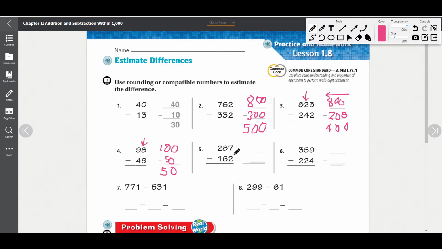Now, what about the following exercise? After modeling exercises 2, 3, 4, now is the time for the students to estimate the difference of exercises 5, 6, 7, and 8. And also, if it's possible, we have to push ourselves a little bit more and try to solve the problems on the exercises below.